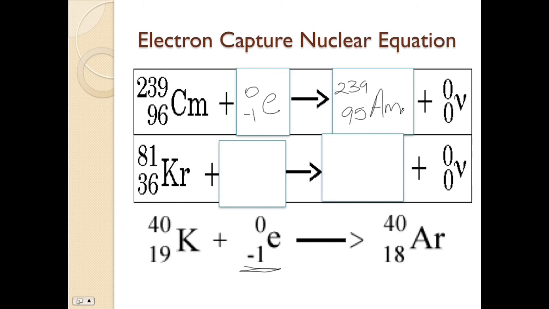Same thing on the bottom. Okay, so we put our electron. 0 on top, -1 on the bottom. And it's a reactant because it's electron capture. Okay, so the top numbers are easy. That stays 81. And then we got 36 minus 1 is 35, which is bromine. Okay. We got one more?